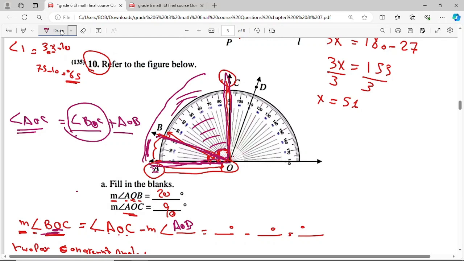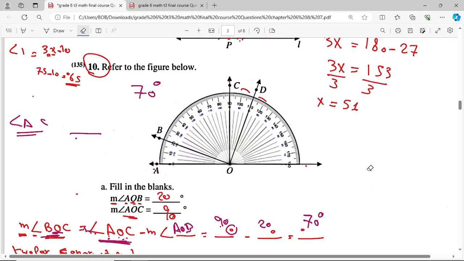Now here it's mentioning degrees. That means I have to get the measure of angle AOC. AOC, we said it's 90 degrees, okay? And the angle AOB, it's 20. So that means 90 minus 20, it would be 70 degrees. That means this angle, okay, is 70 degrees.